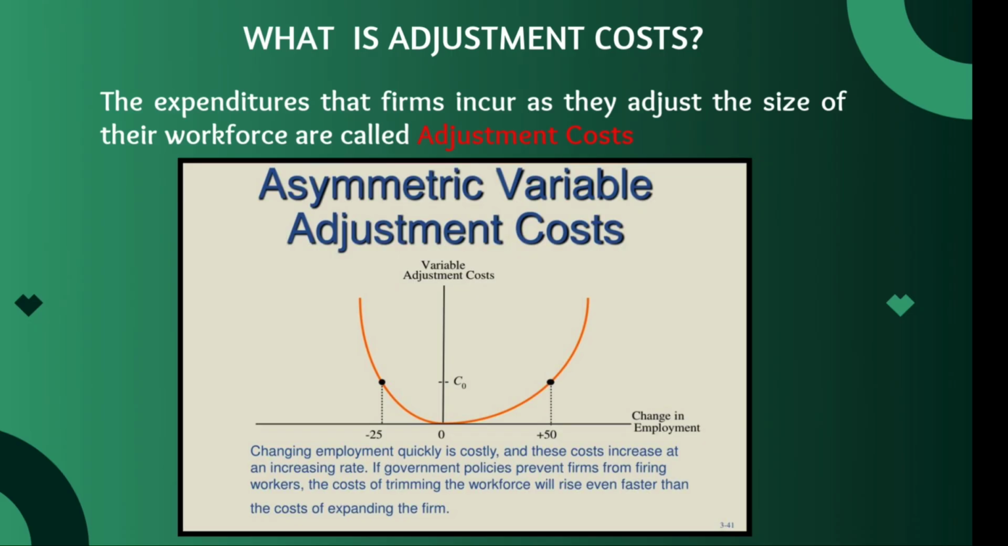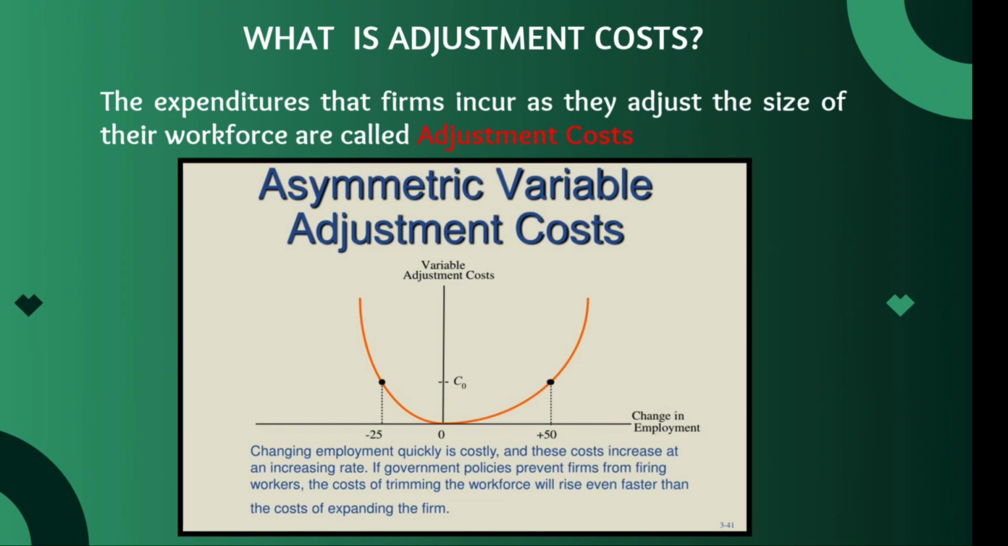So, let's focus first on variable adjustment cost. Go back to this figure, the symmetric variable adjustment cost. Let's initially consider the firm's employment decision in the presence of variable adjustment cost. This figure illustrates one possible shape. For the firm's variable adjustment cost, the shape is a curve. As you can see in this figure, the curve shape.